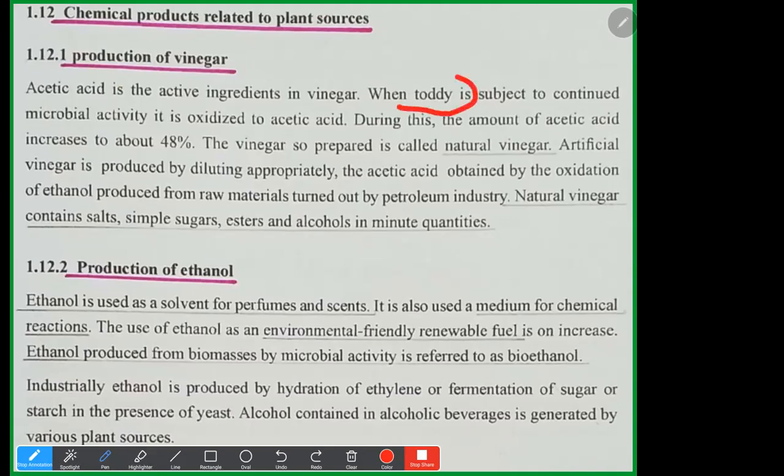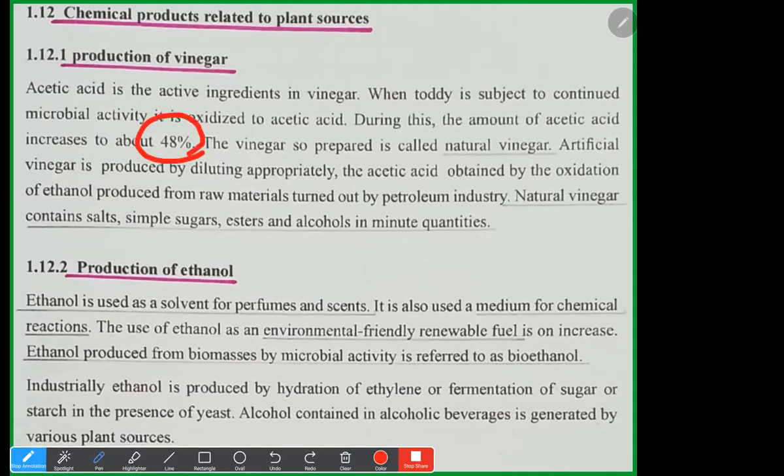Toddy comes from these trees. When you cut these flowers, it gives a sort of juice that is called toddy, from kithul or these palm trees, coconut and so on. During this, the amount of acetic acid increases to about 4-8%. So the maximum acetic acid content coming from natural vinegar is 4-8%. The vinegar so prepared is called natural vinegar.